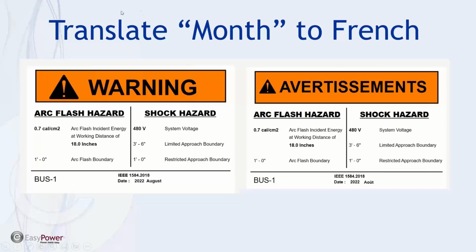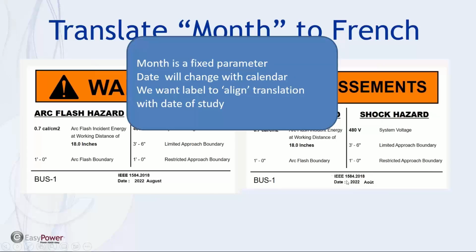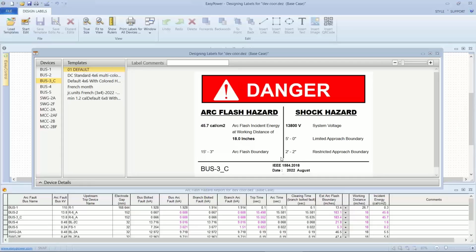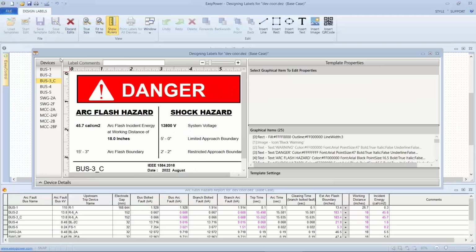Okay, we want to translate the months to French. It turns out I've already set up the year and the month date, and I want it to display in French. The month parameter is fixed, and that is, it can only be displayed in either the number of the month or the English word. So what we're going to do is go back and make the change to our same template.